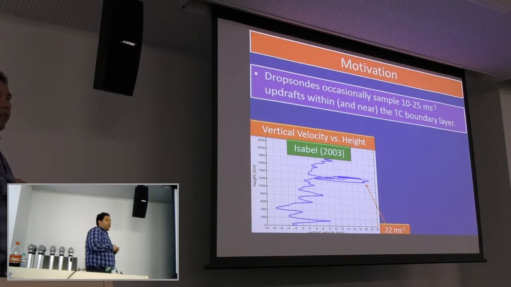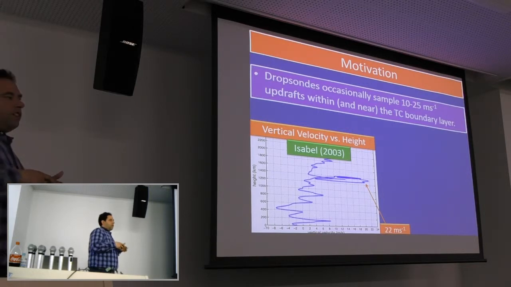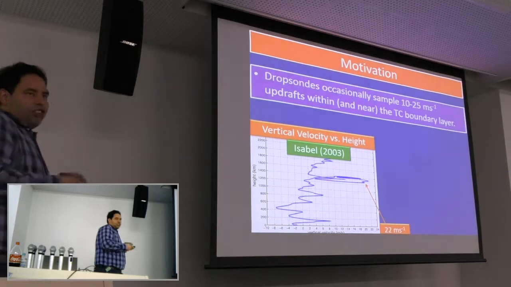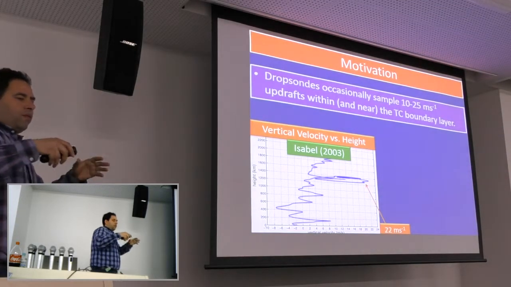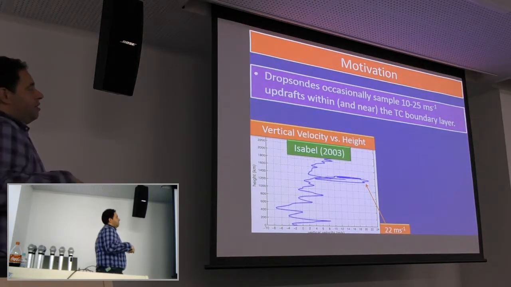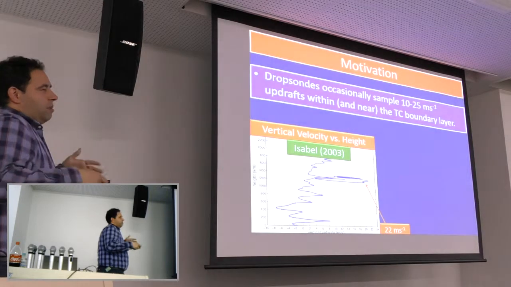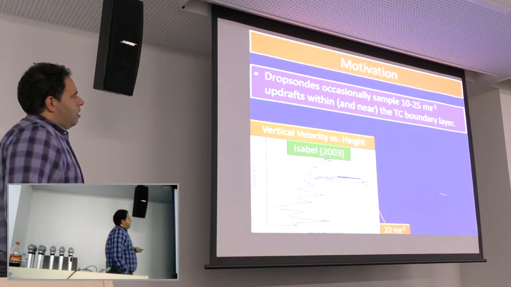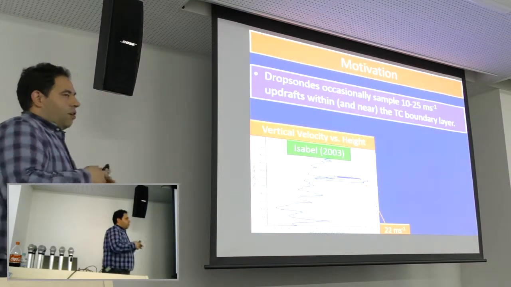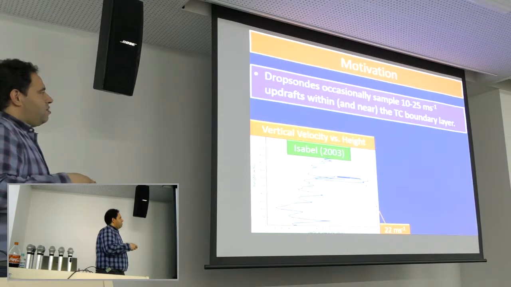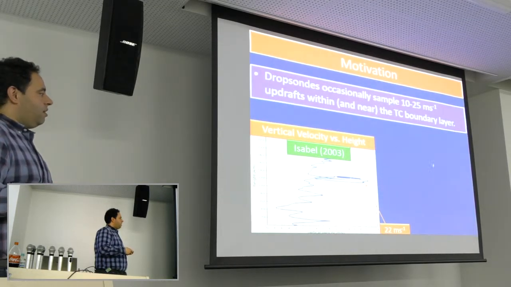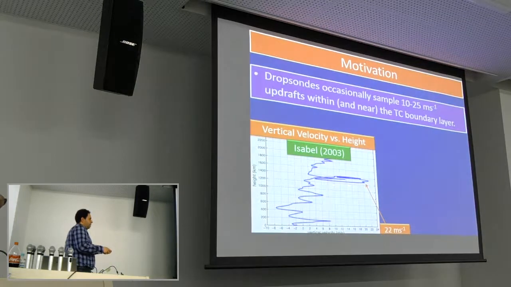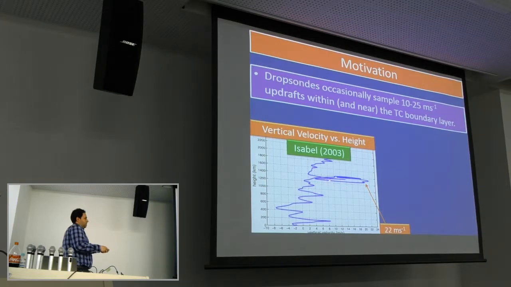The study by Marks et al., as well as a few other studies, suggested that intense hurricanes had very strong turbulent fluctuations in wind speed and vertical velocity, and hypothesized and showed some evidence for small vortices that formed along the eye-eyewall interface that led to these extreme updrafts as well as extreme wind gusts. That's the motivation for this work, along with the fact that I found by looking at dropsondes that you can get 10 to 25 meter per second updrafts within and near the tropical cyclone boundary layer. This is another Isabel sonde that exhibited a 22 meter per second updraft at only 1,300 meters height. That's very strong for a low-level updraft.